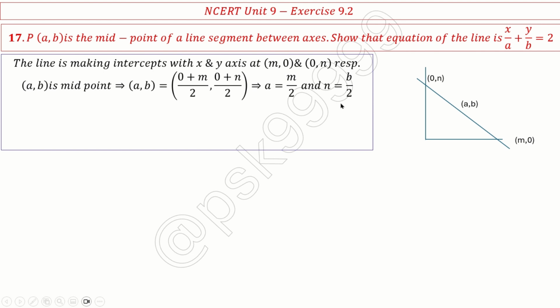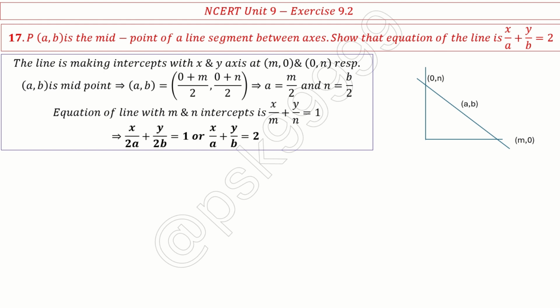So my m comma n, if I replace, this is my normal equation for the intercept form, right? X by m plus y by n equal to 1. If I replace m and n with 2a and 2b, this is what I'll get: x by 2a plus y by 2b equal to 1, which means x by a plus y by b equal to 2. Okay, next.